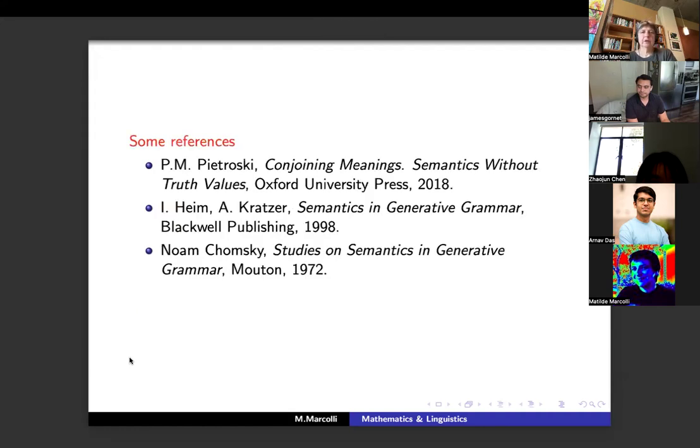Okay, so as I said, this more general type of models of semantics contains additional structures that I discussed here, the Piotrowski semantics, the Heim-Kratzer semantics, and there's also some older discussions about semantics in generative grammars. I put all of this on the web page, so you can access all of these references there.